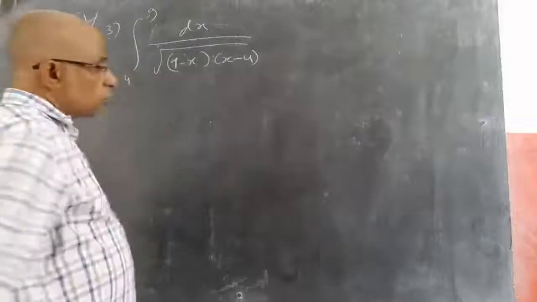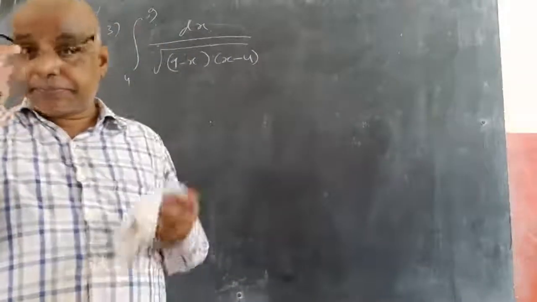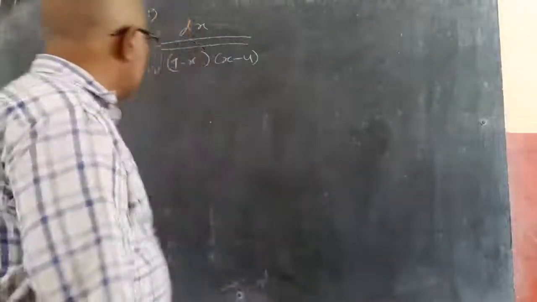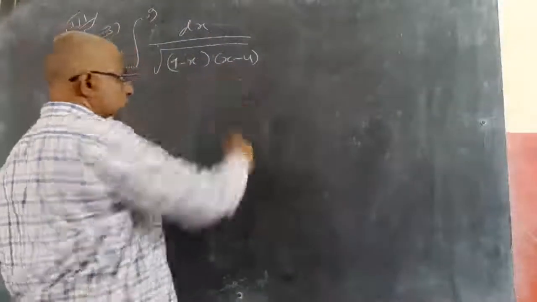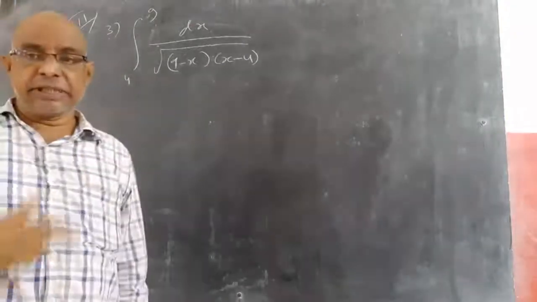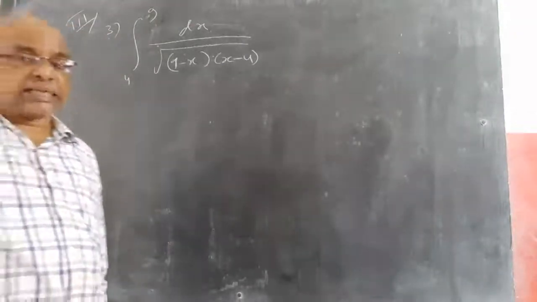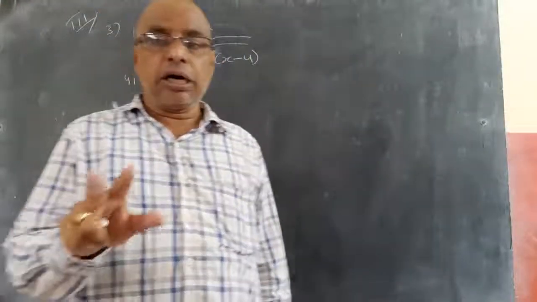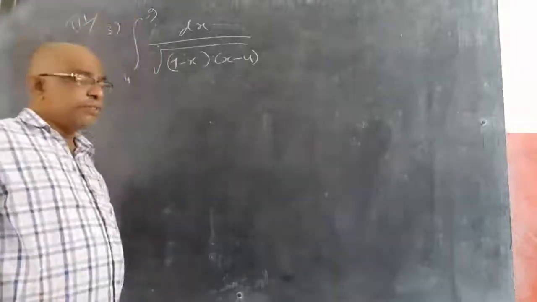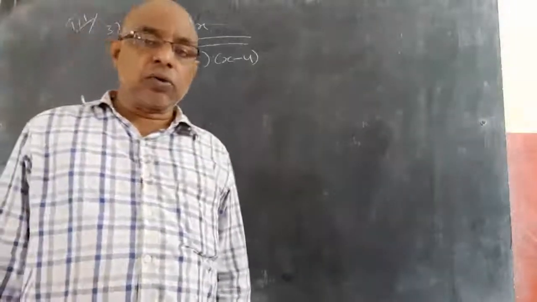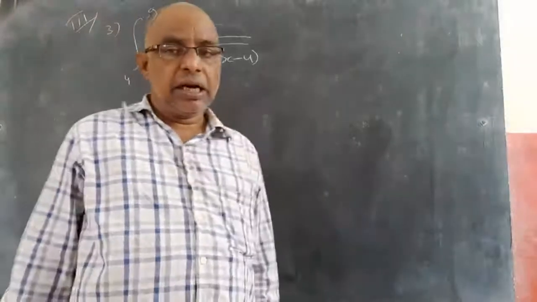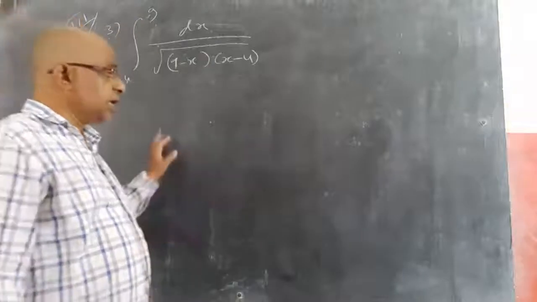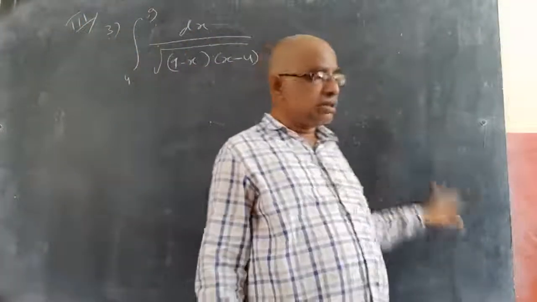For this I told you two methods. What are they? One is by completing squares. We already did in the previous sum. And second is x equal to a cos square theta plus b sin square theta. Two ways. Always 1 by root of (b minus x) into (x minus a), or root of (b minus x) by (x minus a), or (a minus x) by (x minus b). All these types we will do using x equal to a cos square theta plus b sin square theta.